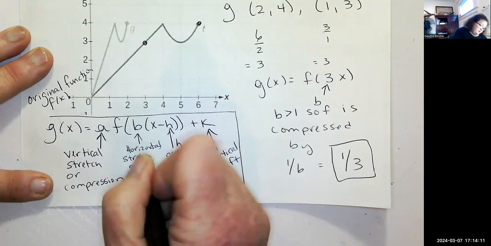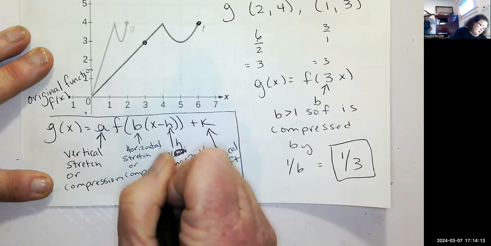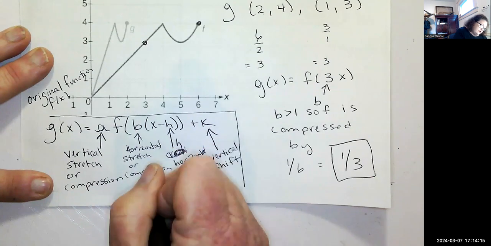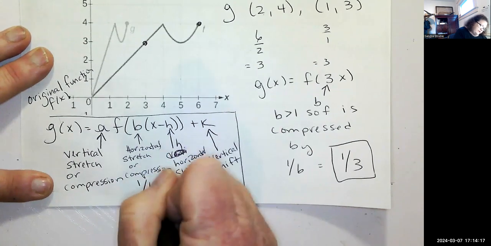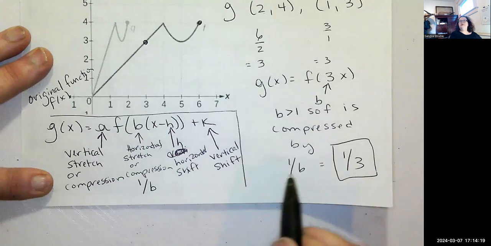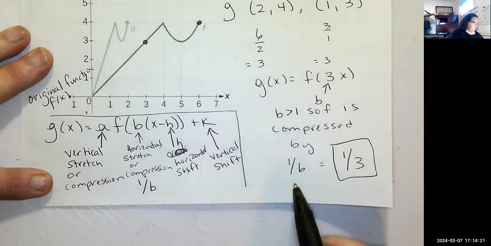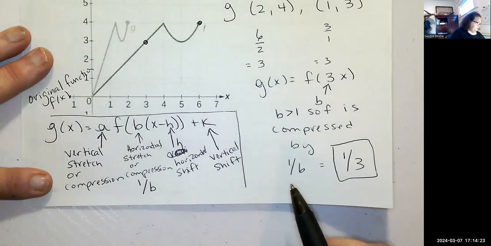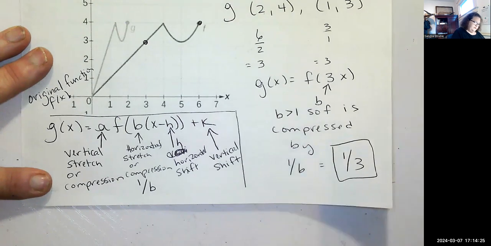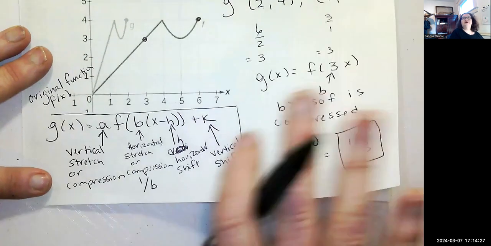But it's not the B. It's 1 over B. That's the tricky one. It's 1 over B. Okay. All right. Make sure you have that in your notes. I think it's going to help a lot with your transformation.